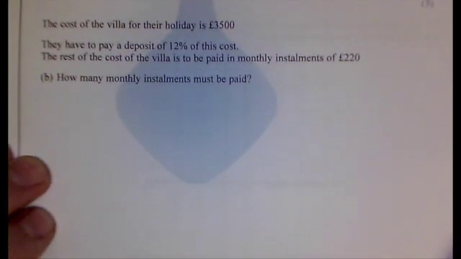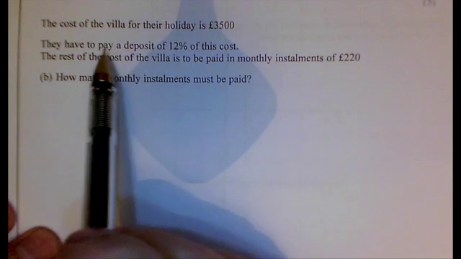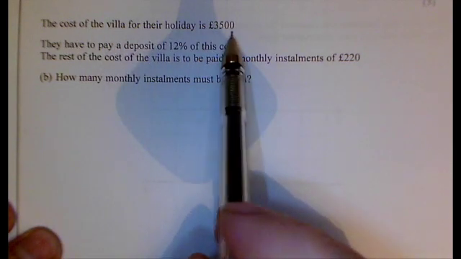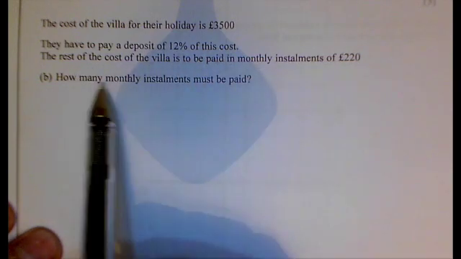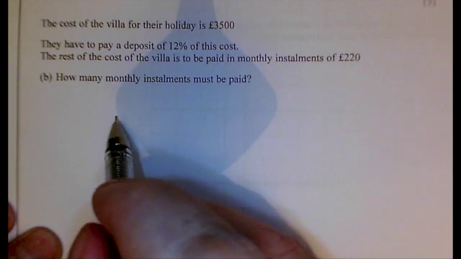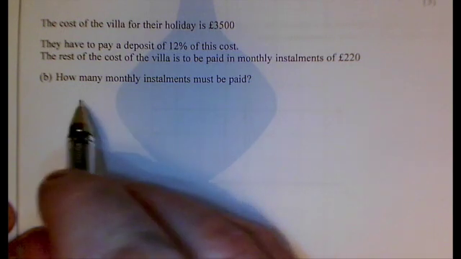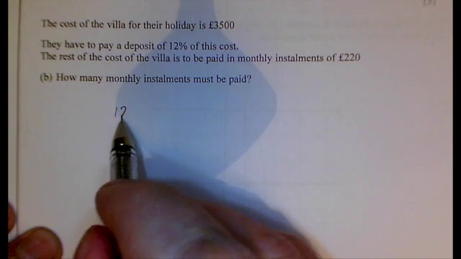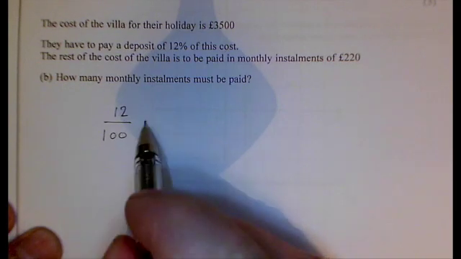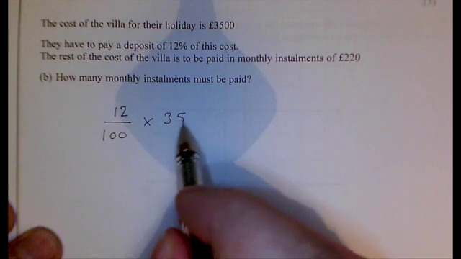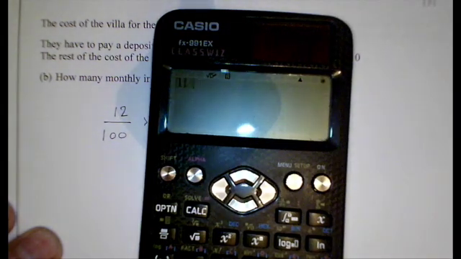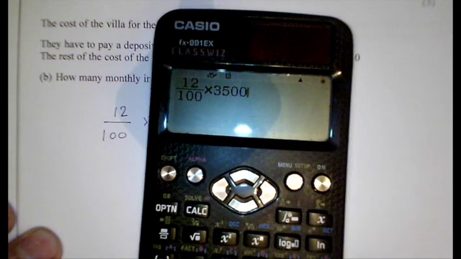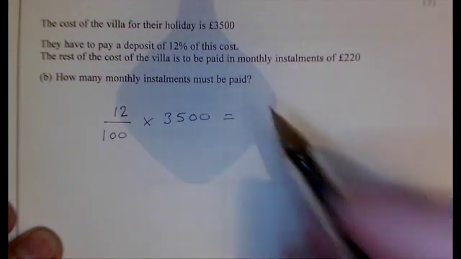For the second part of the question, you can see that they've paid a 12% deposit on a £3,500 villa somewhere nice, I expect. Okay, so we should find 12% of that. So let's work out 12% of 3,500. That's how to work out 12% of 3,500. Do that in the calculator really quickly. And you can see they paid £420 up front.